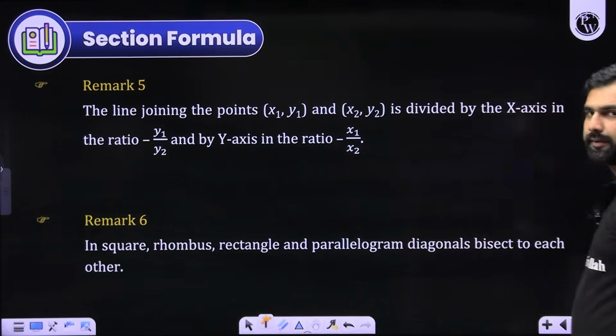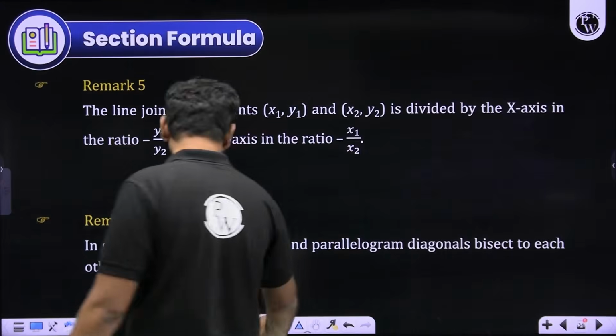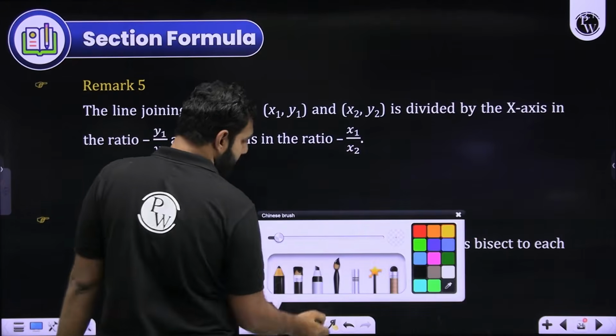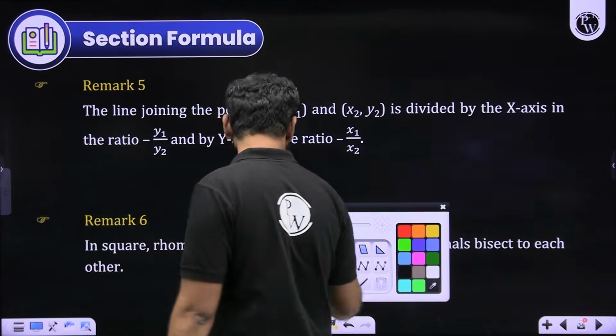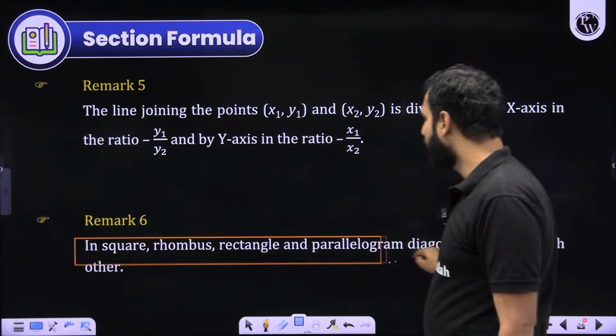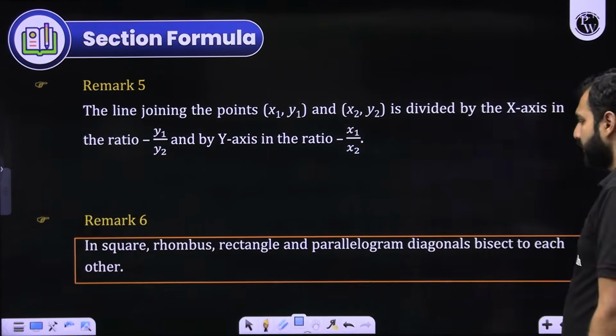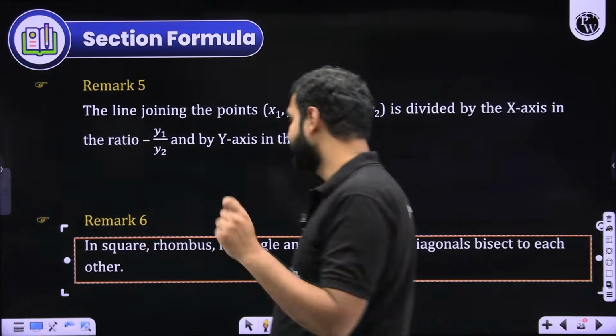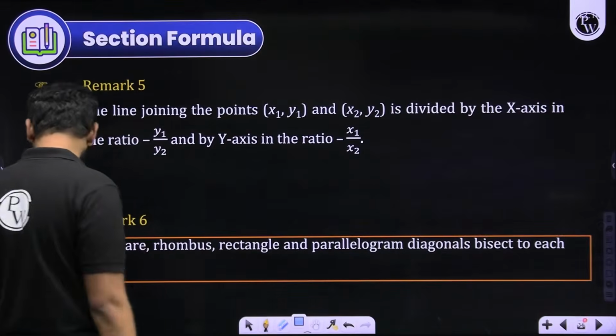So remember that. Now, there comes a very important conclusion that in these shapes, in these figures, which figures, students, whenever you talk about a square, rhombus, rectangle or a parallelogram, the diagonals always bisect each other. The diagonals always bisect each other.